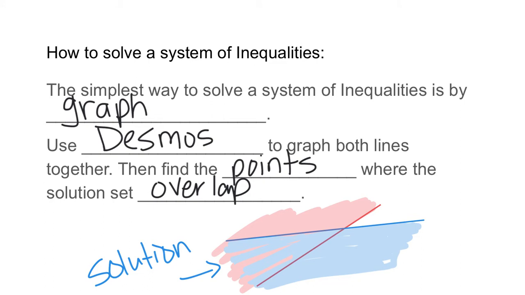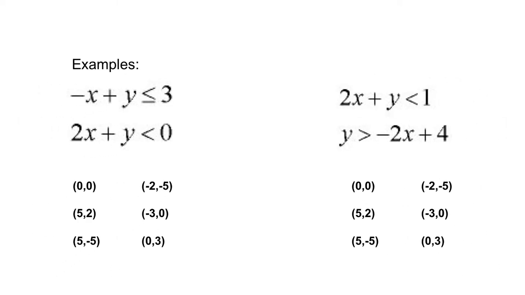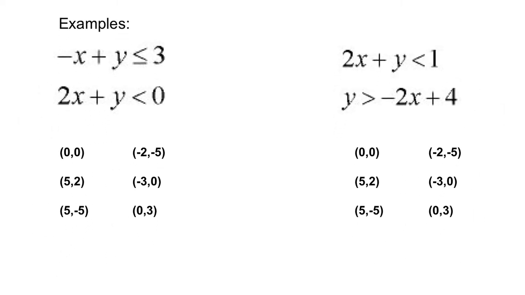It's not just about the point where they intersect. It's about any points that fall in that overlapping area. All right, so let's look at some examples of this. So here I've got two different examples of systems of inequalities, and I've got some ordered pairs I want us to check and see if they're in the solution set or not.